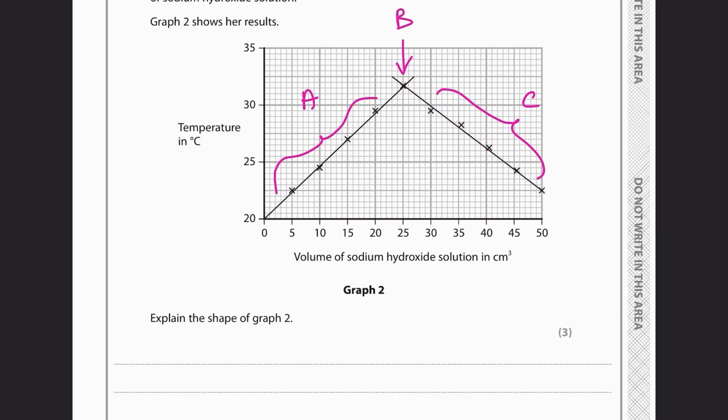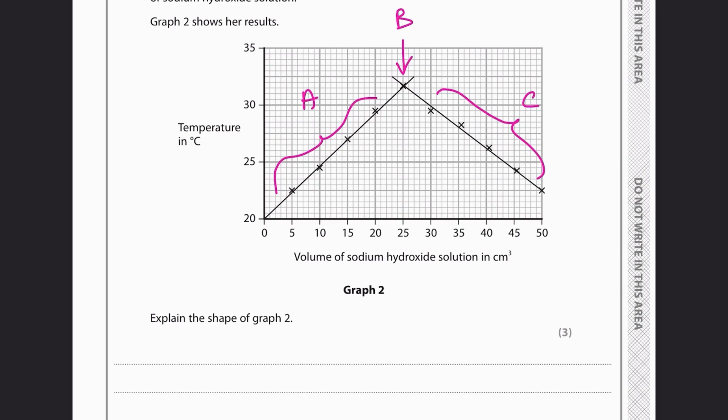Do you know why? Because this question tells you to explain the graph. It means that you have to give a reason for it going up. So you really have to think why it's going up. The reason it's going up, well, think about it. What kind of reactions make the temperature go up?